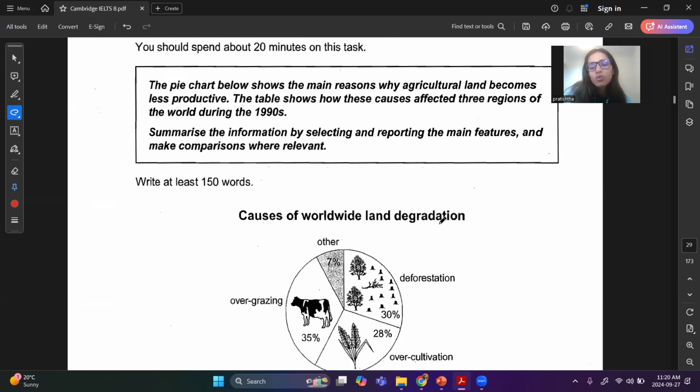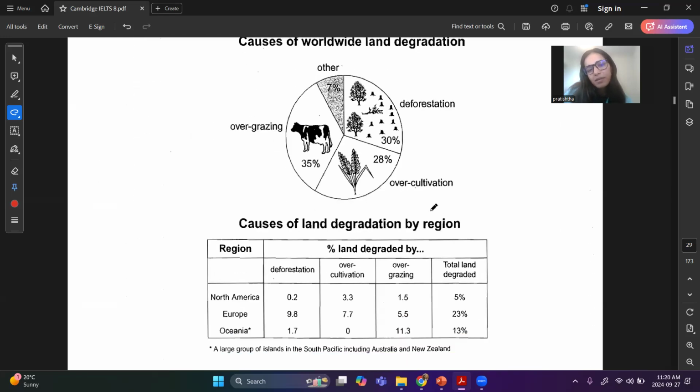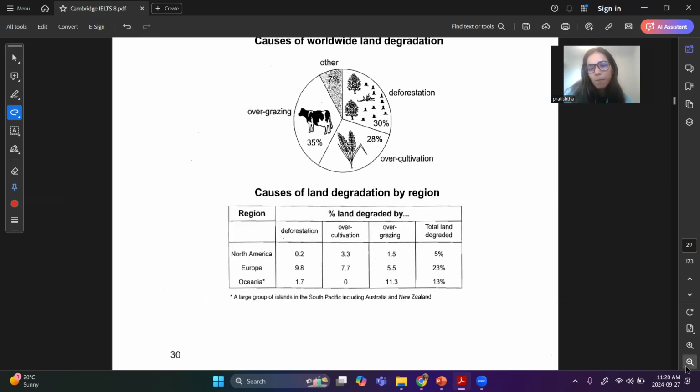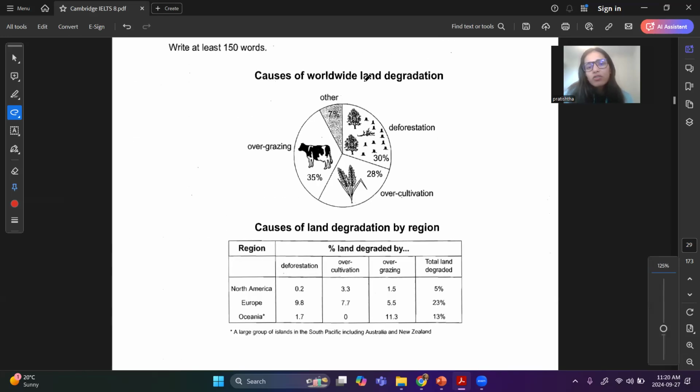For writing task 1, you will look at both the charts. You would say causes of worldwide land degradation, right? So it's a cause: why is land degradation happening? 30% because of deforestation, 28% because of overcultivation, 35% because of overgrazing by cattle, and 7% is other.